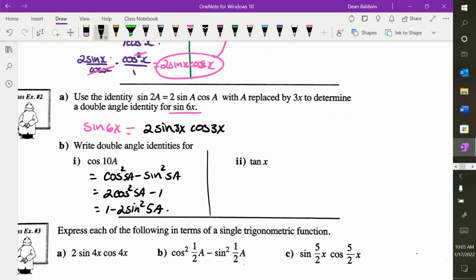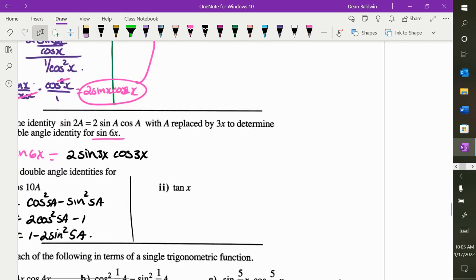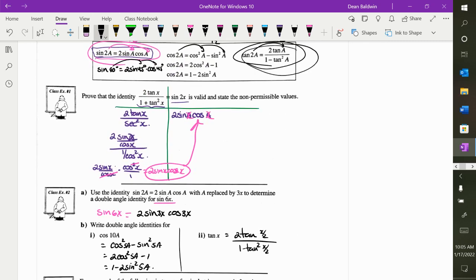All right, tan x. If I want to expand that using a double angle identity, here's the tan one. What's my angle going to become if we start with x? Half x. So this is going to be 2 tan x over 2, over 1 minus tan squared x over 2. All I did was plug it into the tan double angle identity, this one. But you just have to cut the angle in half. That's it.